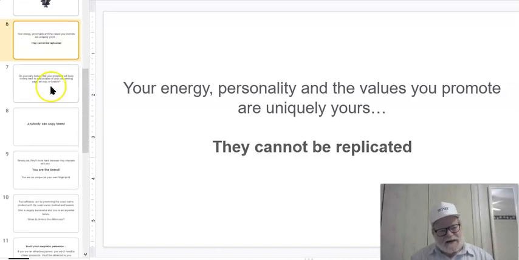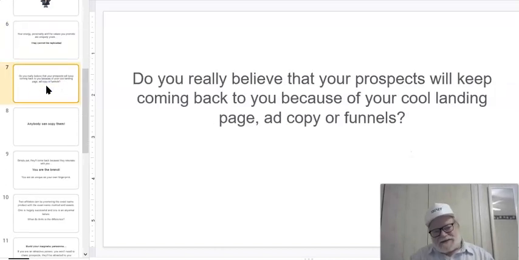They're yours forever. Do you really believe that your prospects will keep coming back to you because of your cool landing page, your ad copy, or your funnels? Did you ever go back to somebody who promoted a particular product and say, "I want to go back there and see this guy's next ad. I can't wait to see the ad he's putting out." No, you never do that. You know who you go back to? You go back to the people that you like. You go back to the people that you resonate with.